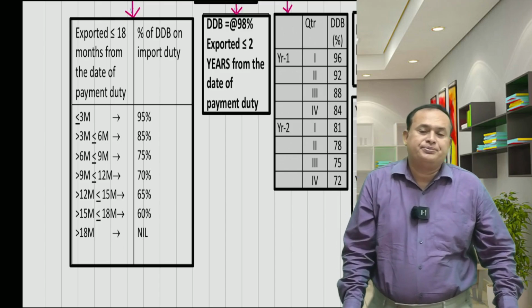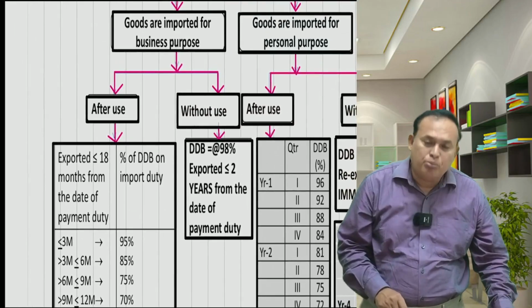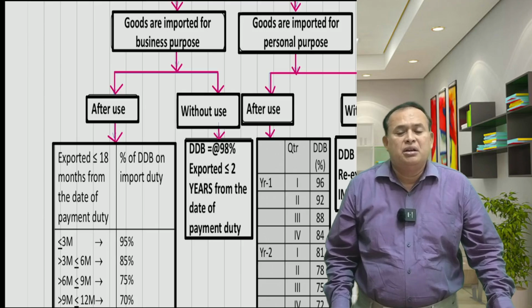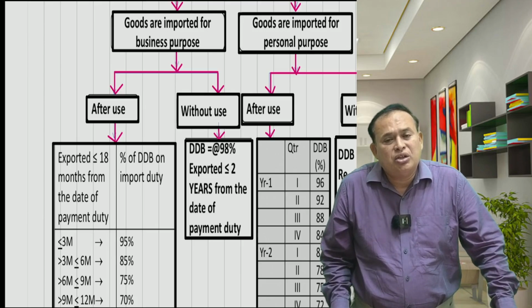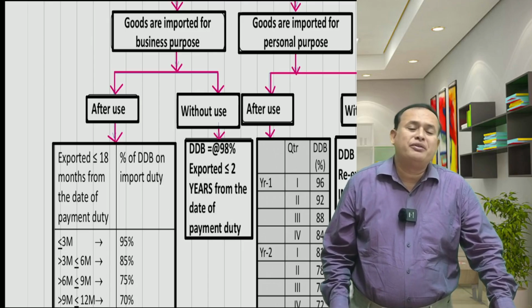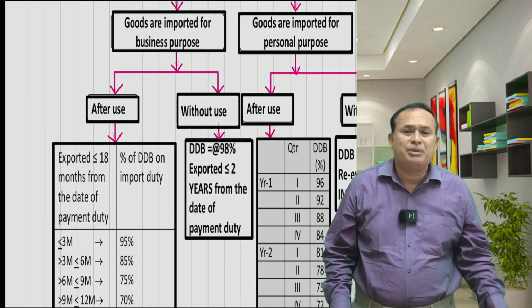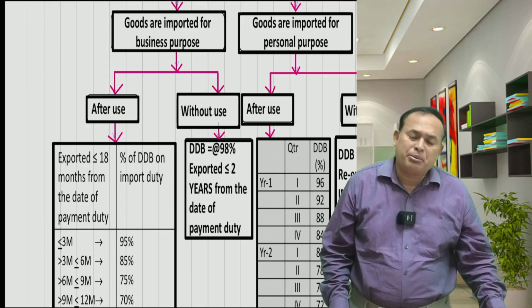Time limit is there. Sir, what if I am exporting without use? I imported for personal purposes, sir, but am exporting back without use, sir. In that case, have you exported immediately? Within 2 years you exported back before use from the payment of import duty.